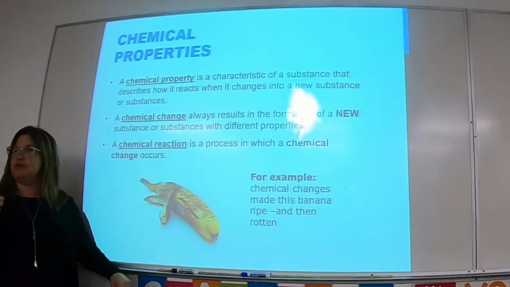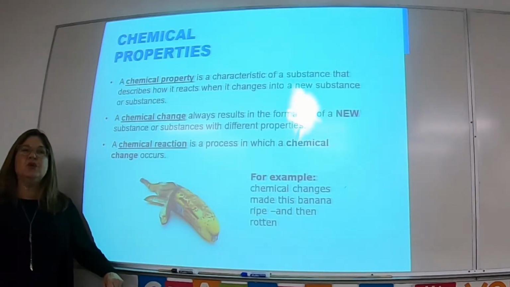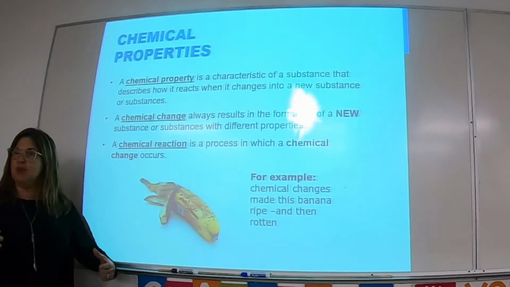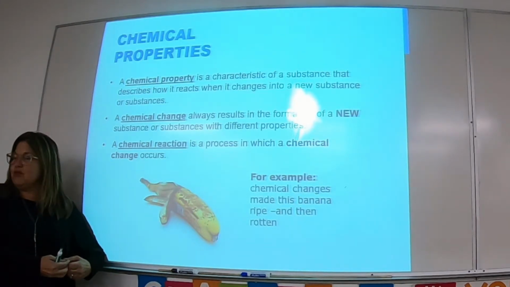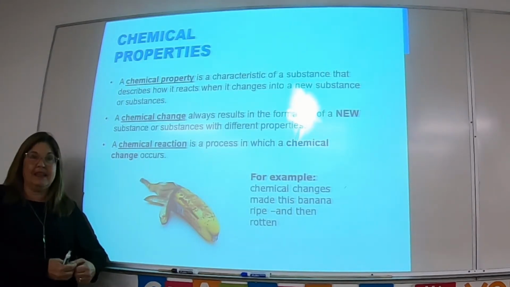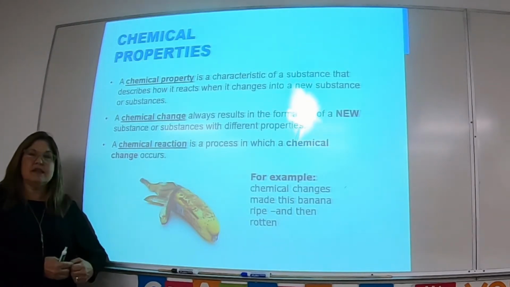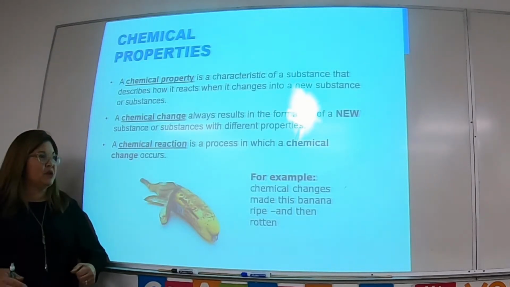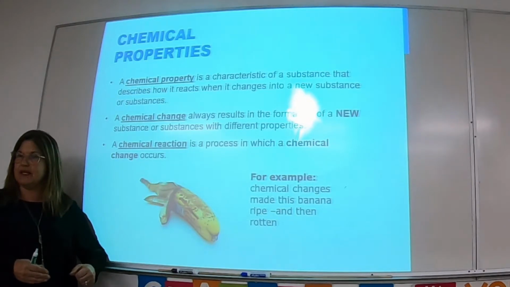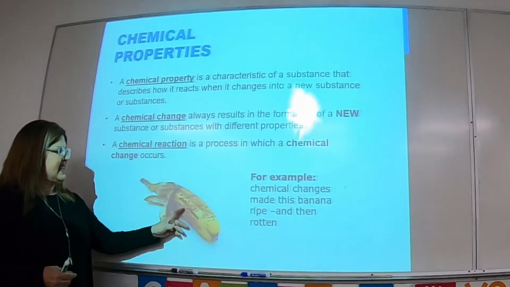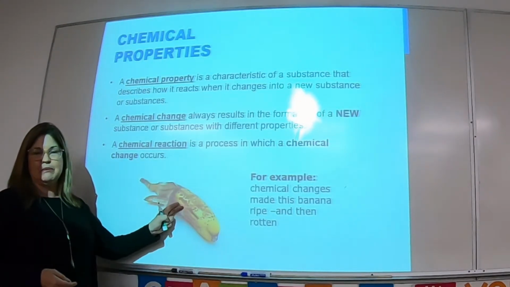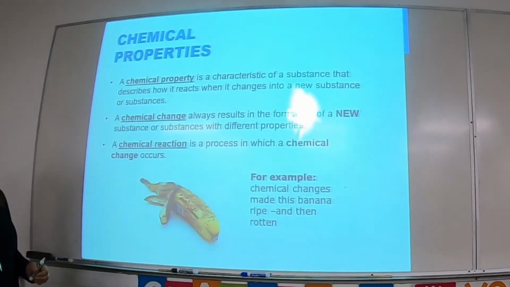Once it goes through that darkening process, you cannot put it back together and make it a regular banana again, an unripened banana. So it is a chemical change that takes place when it goes to that smelly banana stage.